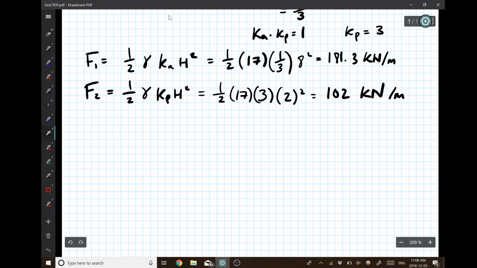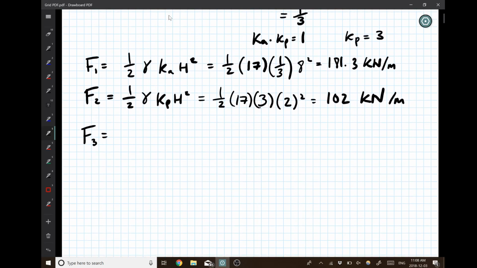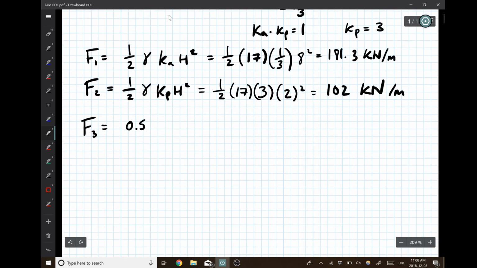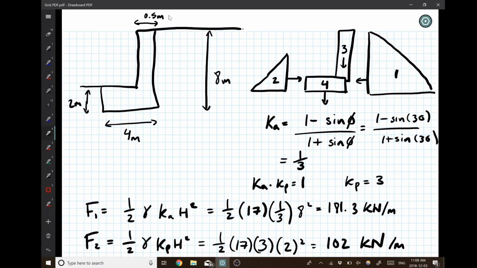Then for our force 3, we are finding the area of that force and multiplying by the unit weight. So for 3, we have 0.5 meters. Actually, just to clear this up here. I did it right. Okay, yeah.